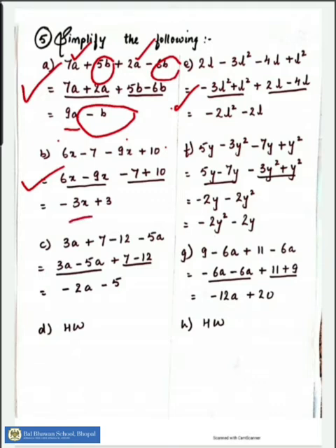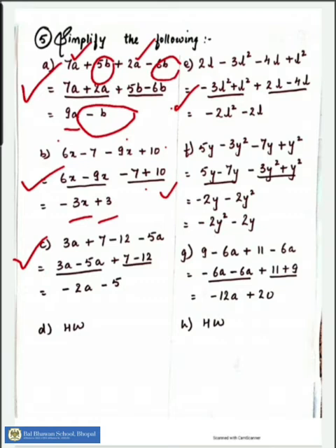Very good. Absolutely correct. And minus 7 plus 10 is going to give me 10 minus 7 is 3. But over here 10 is a bigger number and its sign is plus. So I'll get plus 3 over here. Moving forward to our next question, it is 3a plus 7 minus 12 minus 5a.